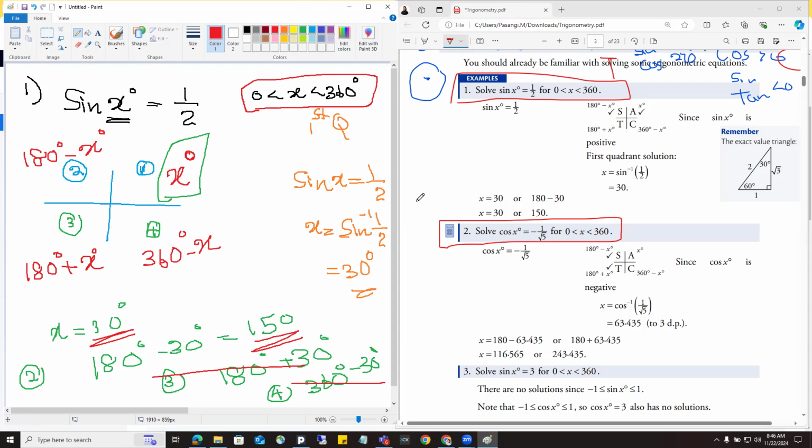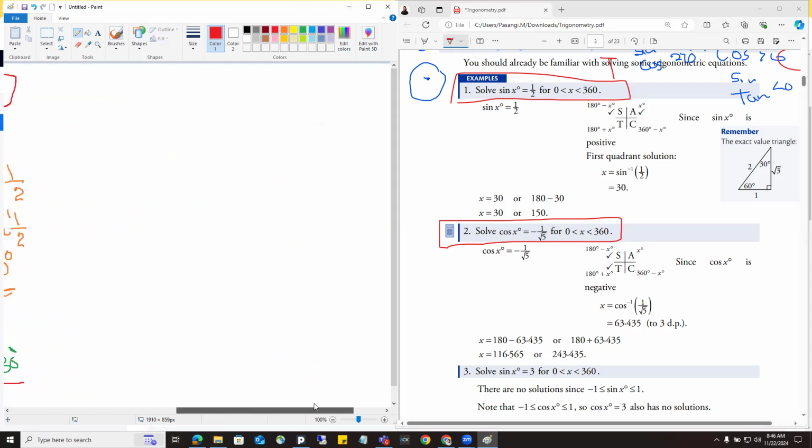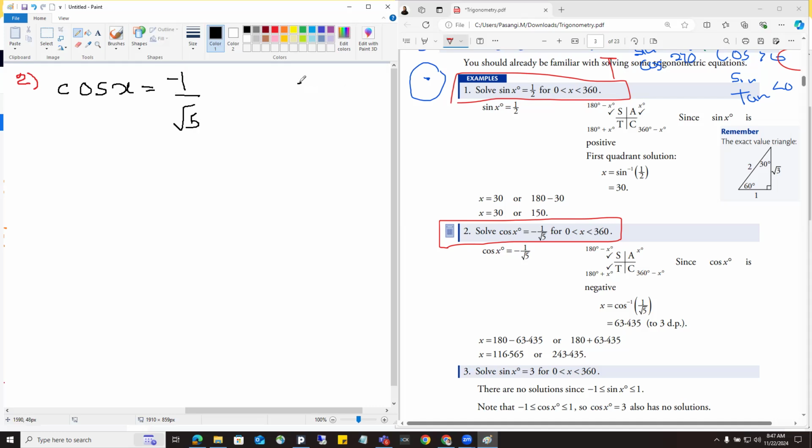Okay, so let's do the second one also together. The second question is cos x equals minus 1 over square root 5. They have asked us to find the x values from 0 to 360. Now what will happen?